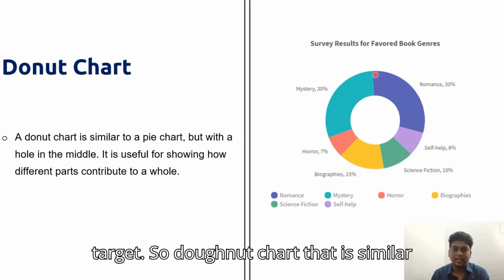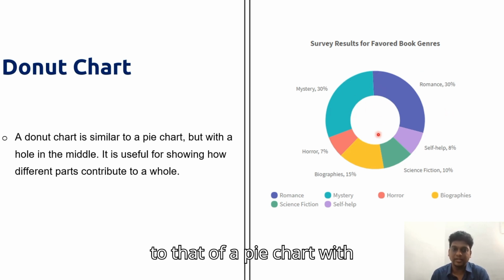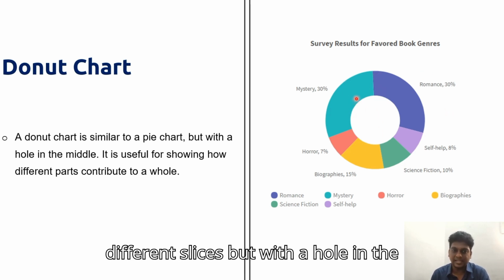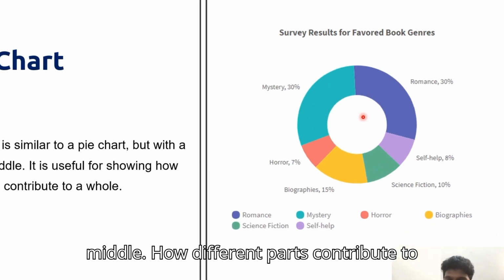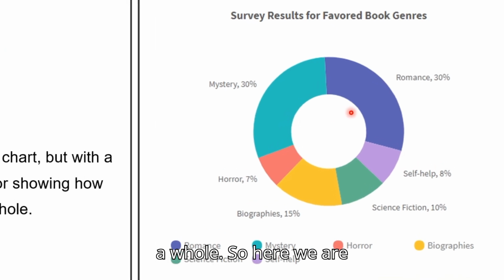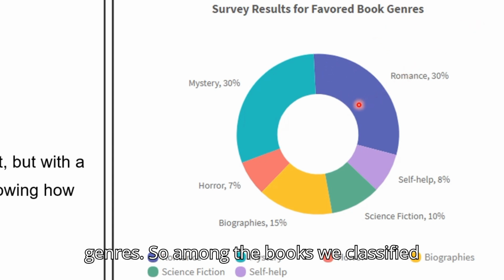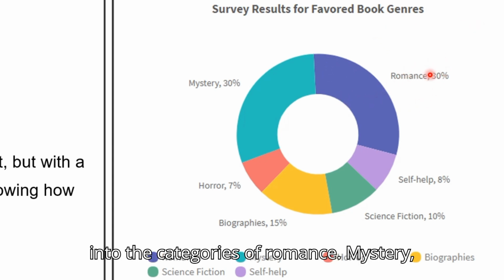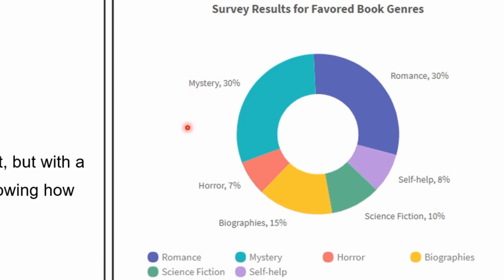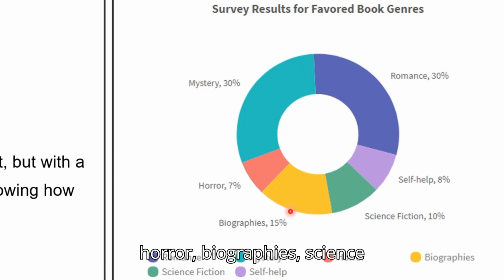So donut chart is similar to a pie chart with different slices but with a hole in the middle. It shows how different parts contribute to a whole. Here we have the survey results for favorite book genres. Among the books, we classified them into the categories of romance, mystery, horror, biographies, science fiction, self-help.